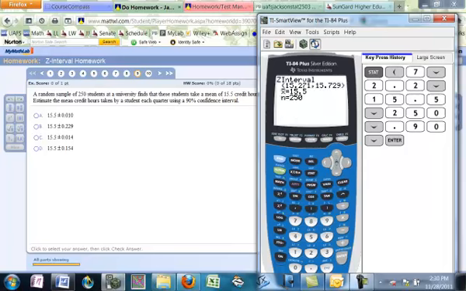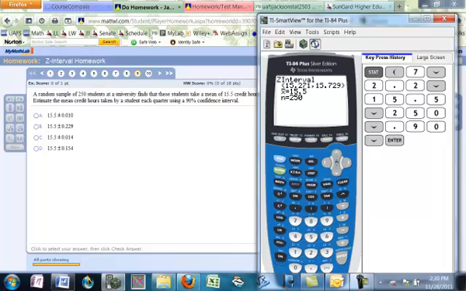Isn't that cool? It returns everything. The only thing it's not really showing on that screen is what the level of confidence was. But of course, we had to enter that in. And there it gives me a confidence interval. Now, this is given a little bit differently over here.